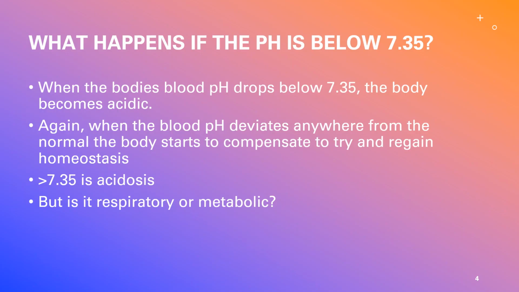So what happens if the pH is below 7.35? When the body's blood pH drops below 7.35, the body becomes acidic. Again, when the blood pH deviates anywhere from the normal, the body starts to compensate to try and regain homeostasis. So anything that is below 7.35 is acidosis. But is it respiratory or metabolic?